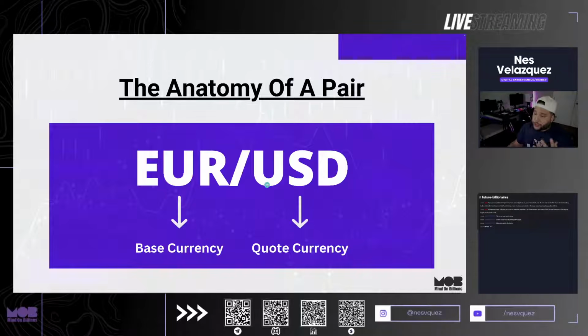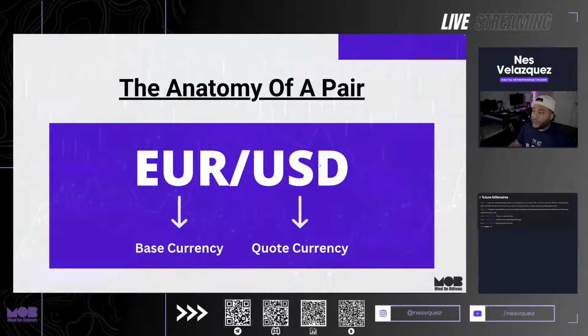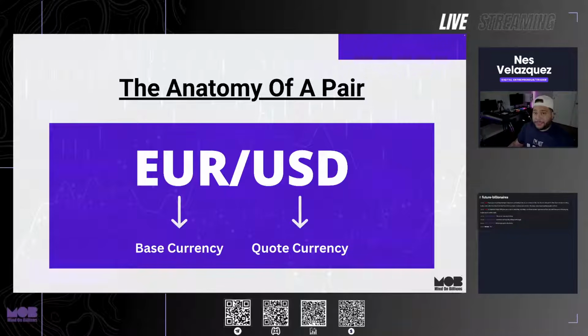with the other currency. So for example, if you're buying Euro USD, you're buying Euro, but at the same time you're selling USD. You're betting Euro against the dollar at that point. However, if you were selling Euro USD, you're selling Euro but buying the dollar at the same time. That's how it works. So base currency, quote currency. Keep this in mind.